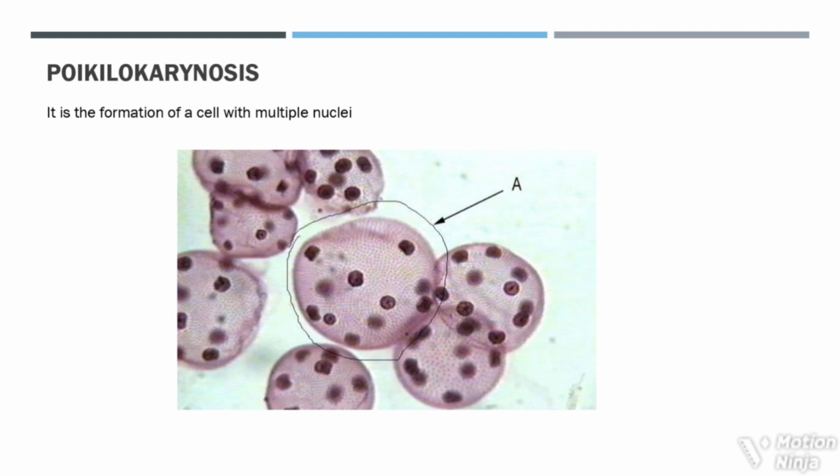Poikilocarcinosis. It is the formation of a cell with multiple nuclei, which can be seen in various dysplastic cells due to their abnormal mitosis inside the cells.